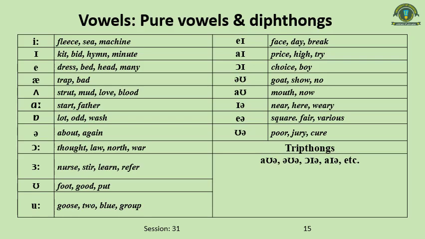Goose, two, blue, group. You might have seen this word is mostly spoken by our students as group. It's group. Okay? And now come to diphthongs. Say after me, please, together with the keywords. Here I go.